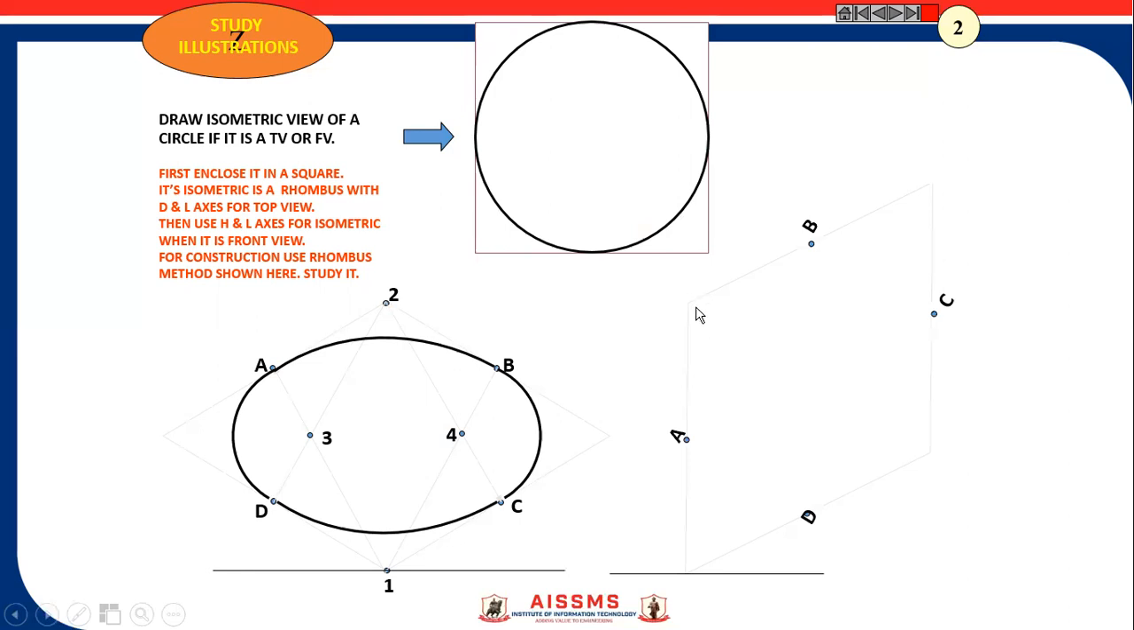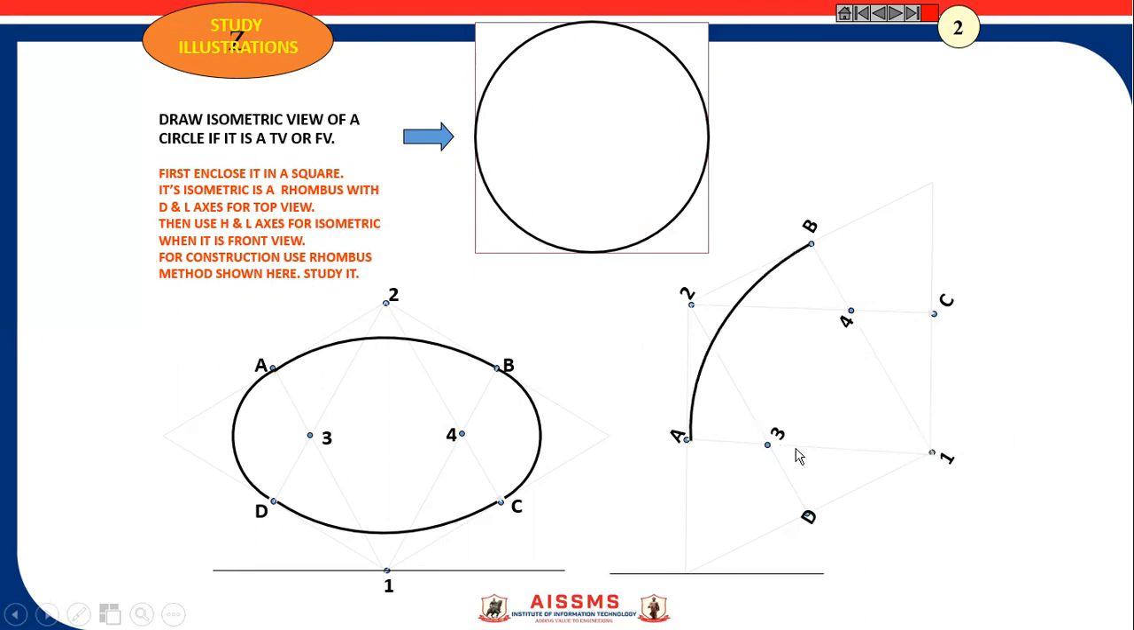And from this angle, join the opposite 2 points, C and D. And from this point, join the opposite 2 points, that is A and B. Then from this angle, B, C and D. We are getting another 2 points. Now from these 1, 2, 3, and 4 points. So this is called the 4-point method.